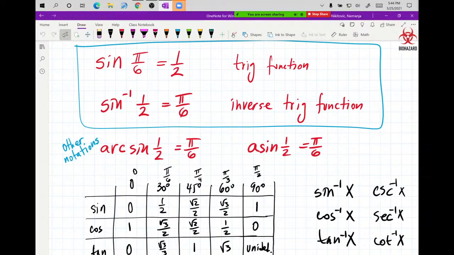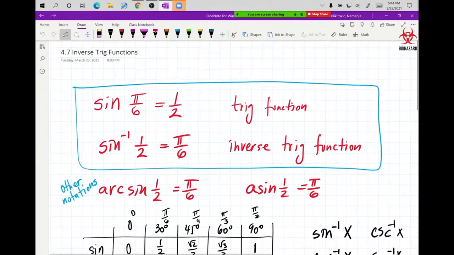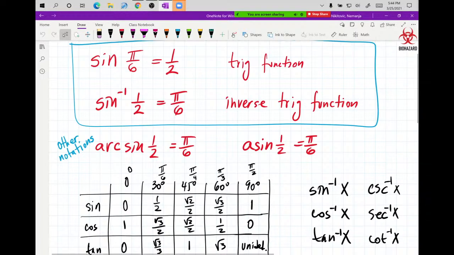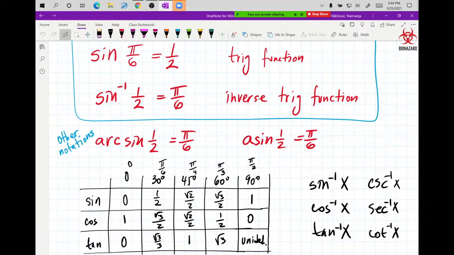The goal for today is to learn about inverse trigonometric functions, as we see up there by the title. What you see here on the screen already are some basics. We would say sine of pi over 6, which is 30 degrees, is 1/2, and that is a trigonometric function. Now, when you flip domain and range, input and output, you get an inverse trigonometric function, which we denote with sine^-1, and we read it as sine inverse of 1/2 equals pi over 6.